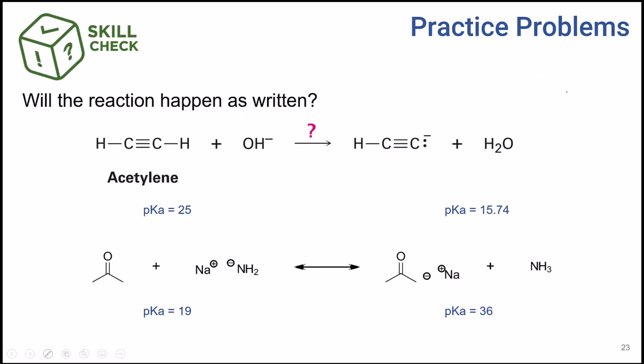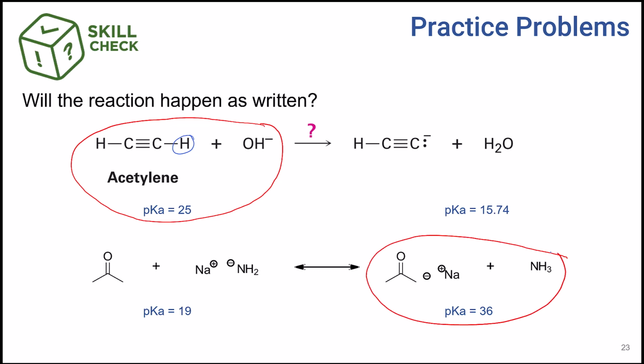So if we look at these, our pKa's are given to us. We can decide based on just the pKa which is going to happen. If I'm looking at acetylene, which has a pKa of 25 versus water, which has the pKa of 15.74, our equilibrium is going to favor the side with the higher pKa. That will be the reactants in this situation. And then in the next reaction, I have acetone versus sodium amide. We have a pKa of 19 versus the pKa of 36. There is the favored side over here.